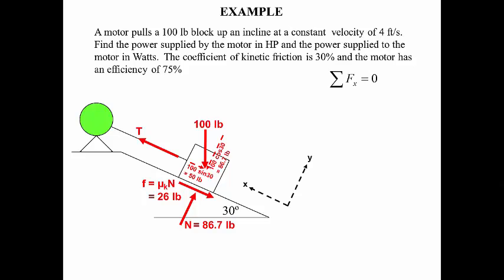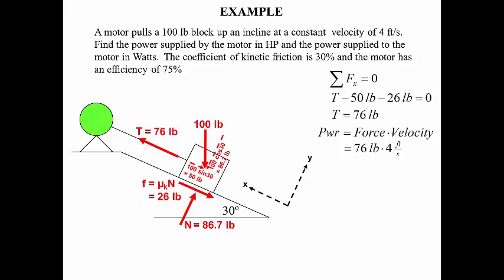Sum of the forces in the x direction equals 0. So we have our tension minus the 50-pound component of the weight minus the 26 pounds due to friction, all equal to 0, since we're going at a constant velocity. That means that our tension is 76 pounds. That's how much force the motor is pulling. If the motor is pulling 76 pounds and the velocity is 4 feet per second, then we can calculate the power as 76 pounds times 4 feet per second, which will give us 304 pound-feet per second.